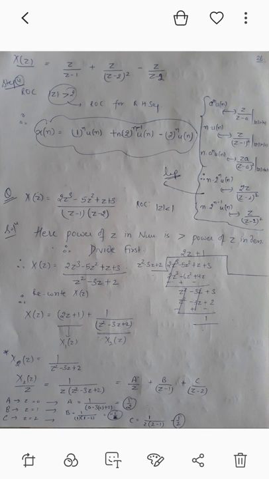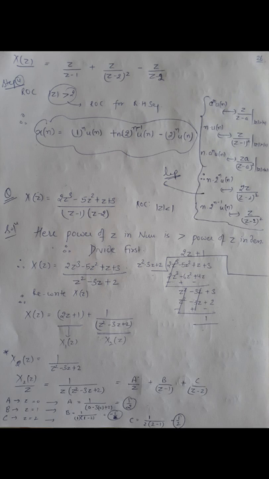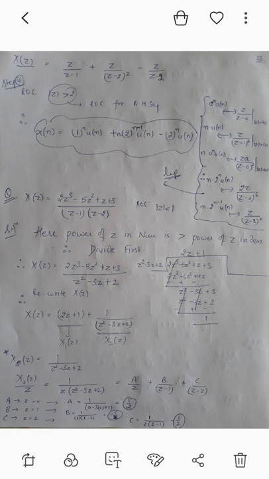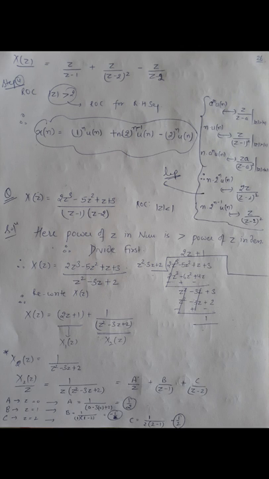We know that n into u(n) has the answer z upon (z minus 1) whole square, and n into a raised to power n u(n) has the answer z a upon (z minus a) whole square. So n into 2 raised to power n u(n) will have the answer 2z upon (z minus 2) whole square, and this 2 will go to the left hand side and it will become 2 raised to power n minus 1.